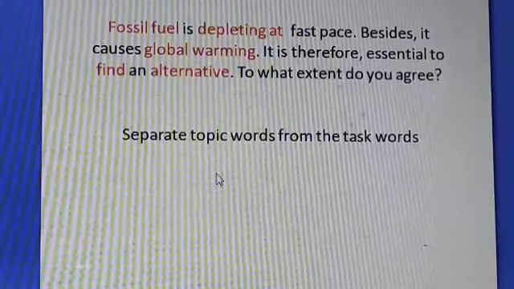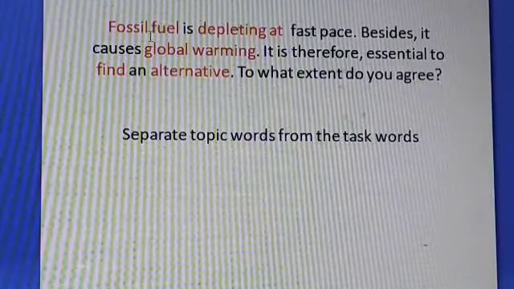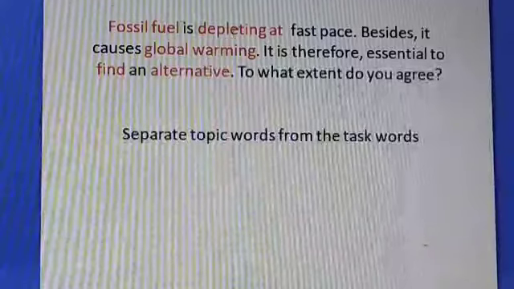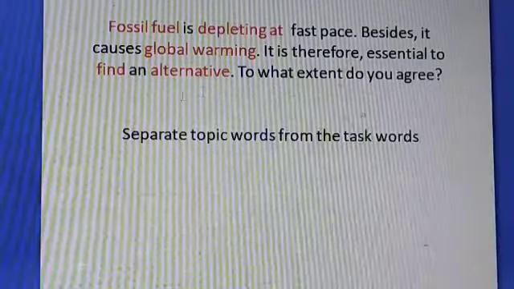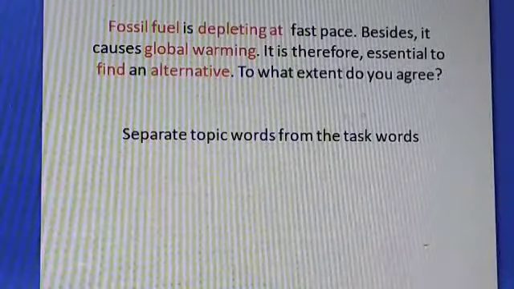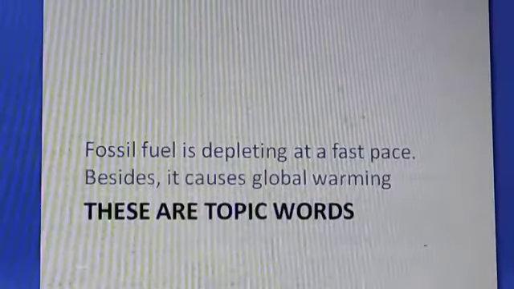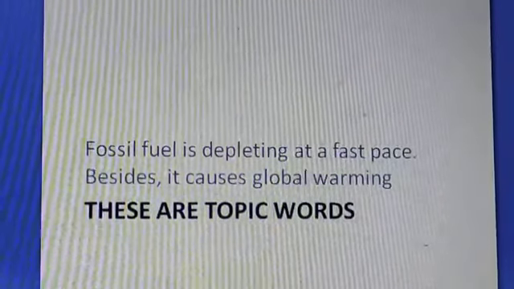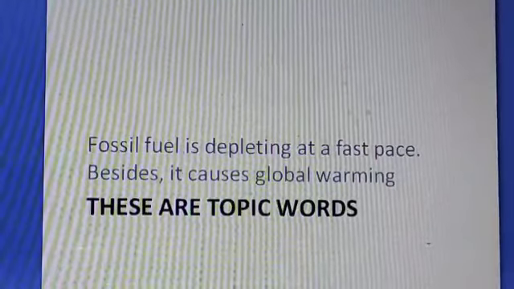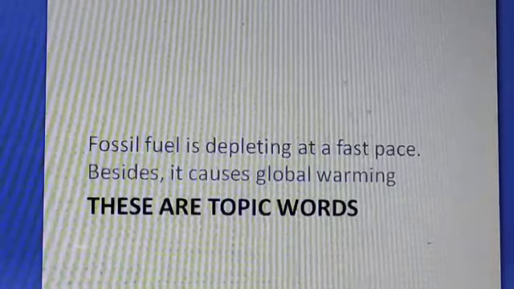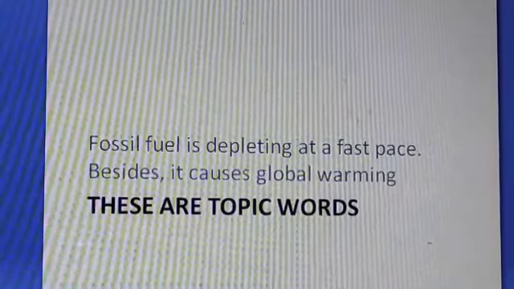So all right, first of all, let us find out the keywords. This is the topic, and the keywords are written in red. The fossil fuel is depleting, the global warming, find an alternative. So these are the keywords in the topic, right? Now let us separate the topic words from the task words. As you can see, these are the topic words. Fossil fuel is depleting at a fast pace. Besides, it causes global warming, right? So that's the topic, but we don't have to write a lot on these topic words. They are just for our comprehension of the task.